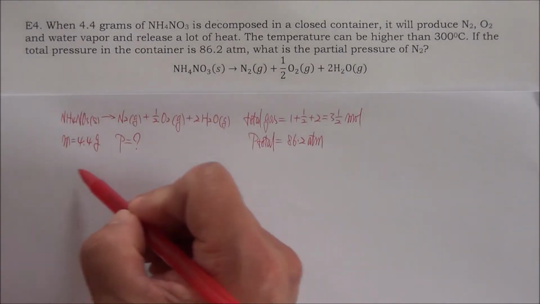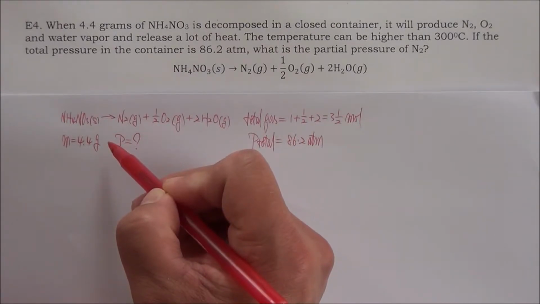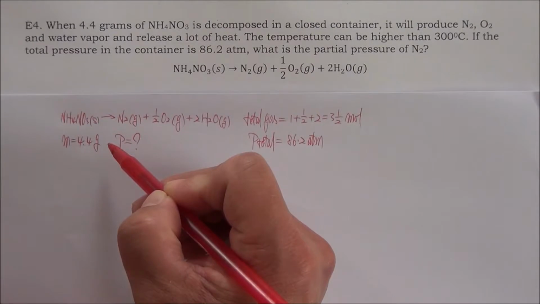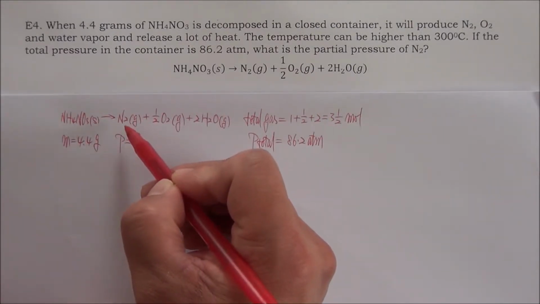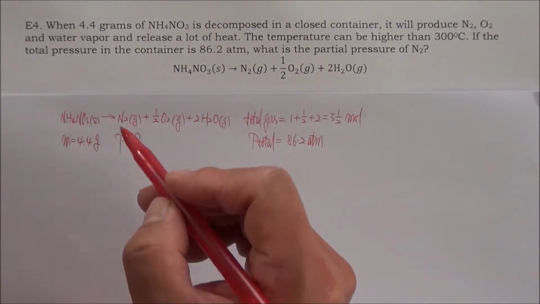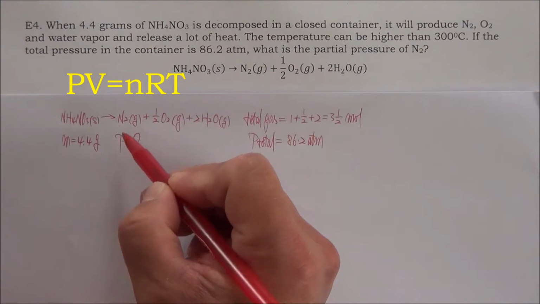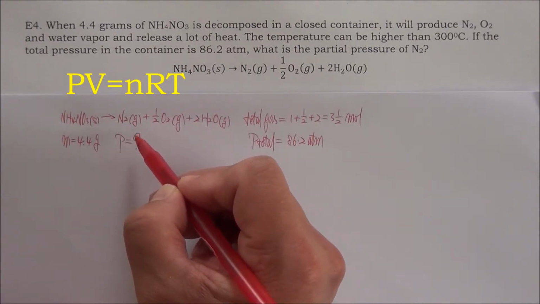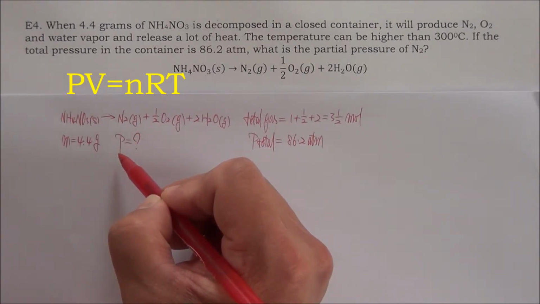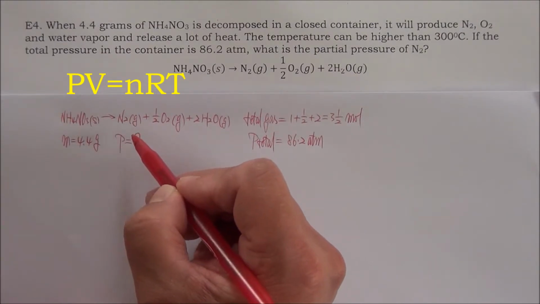If we know the mass of ammonium nitrate, we can convert it to the moles of ammonium nitrate. Then, from the balanced chemical equation, we can find the moles of the nitrogen gas. Since we do not know the volume or the temperature of the nitrogen gas, we have no way to calculate the pressure of the nitrogen gas from the moles of the nitrogen gas.